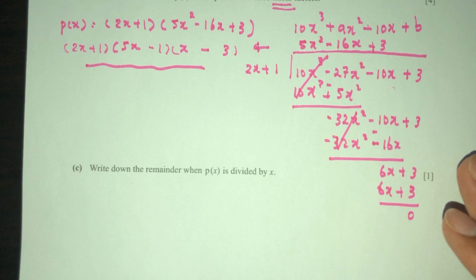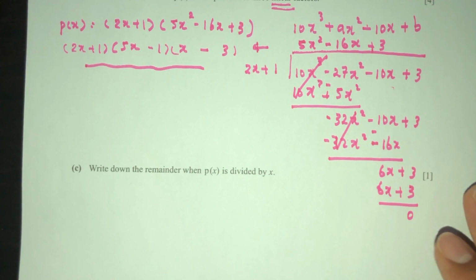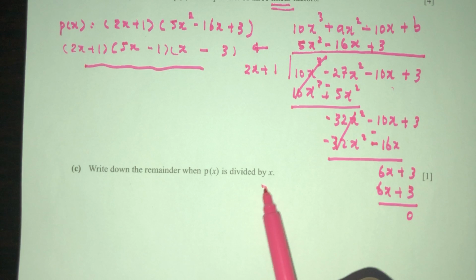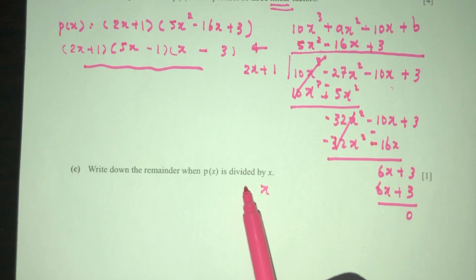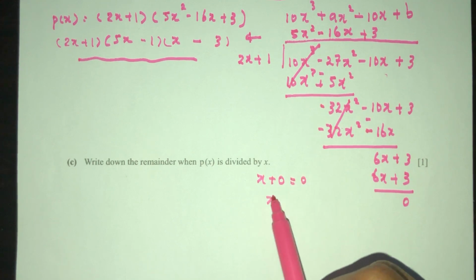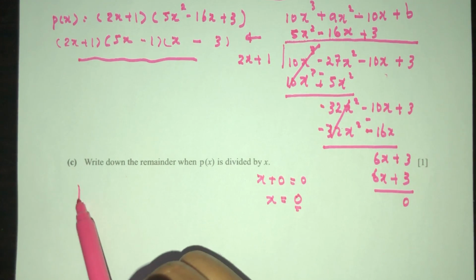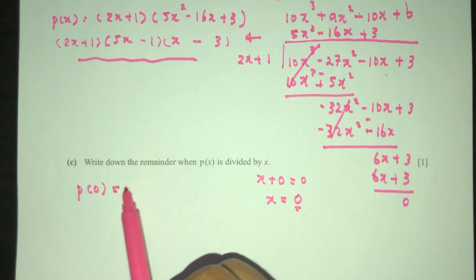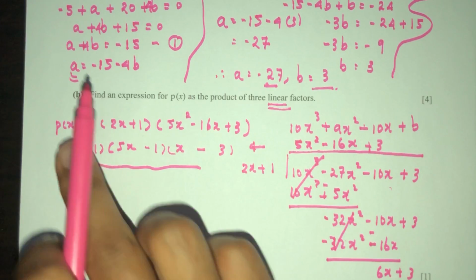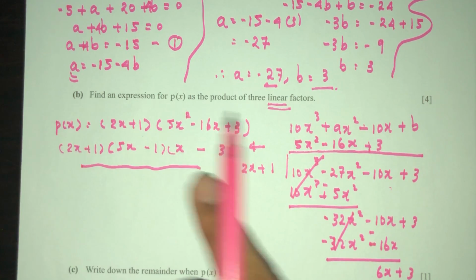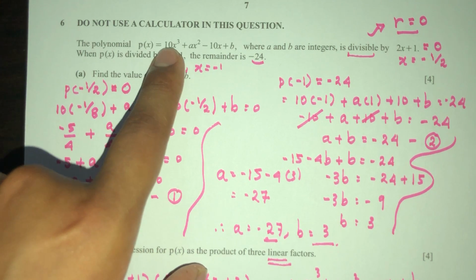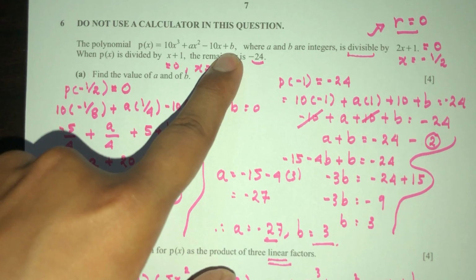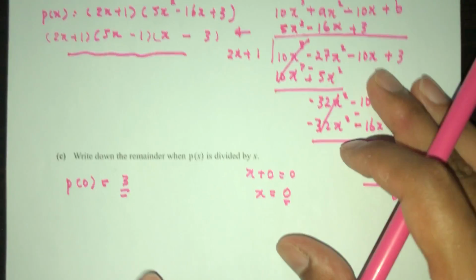Now part C, we have to write down the remainder when p of x is divided by x. So pretty easy. What is x? You would say x is x plus 0. That makes sense. Equate that to 0. X will be taking the value of 0. So what is p of 0? Obviously, that will be the value of 3. Replace back in your equation and then expand, or you can replace back in right here. So p of 0 becomes 0, 0 and 0 plus b. So plus b remains. So what is plus b? Plus b is 3. So your answer will be 3.